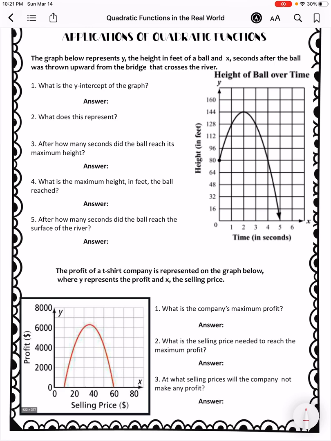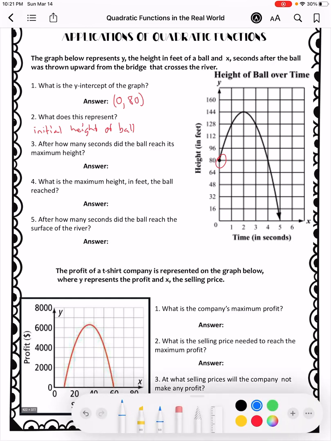All right, so again, it asks us number one, what is the y-intercept of the graph? So again, nothing changes there. Our y-intercept is right here, and so the answer is (0, 80). What that represents is the initial height of the ball. So before the ball was thrown, the ball was 80 feet off the ground, which exemplifies the fact that it was on a bridge.